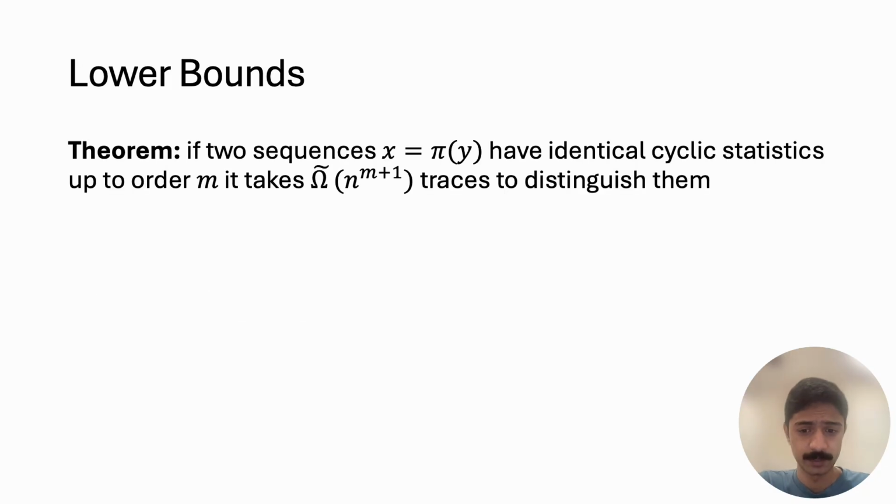So the next part of this talk will concern lower bounds and their connection with cyclic statistics, which is the following theorem. Fix a pair of strings, x and y, where here π(y) means that x must be a permutation of y, which have identical cyclic statistics up to order m. Then, ignoring logarithmic factors, it takes Ω(n^(m+1)) traces to distinguish these two strings.